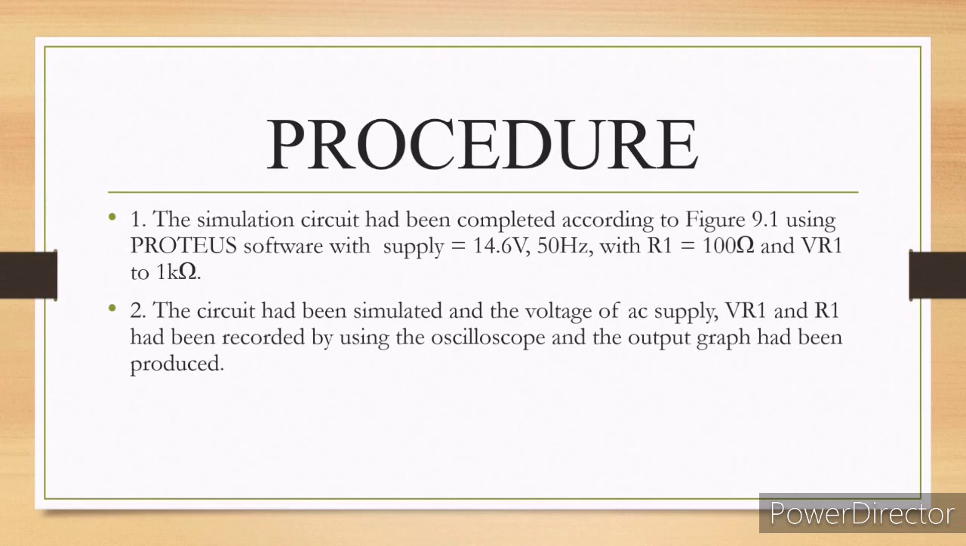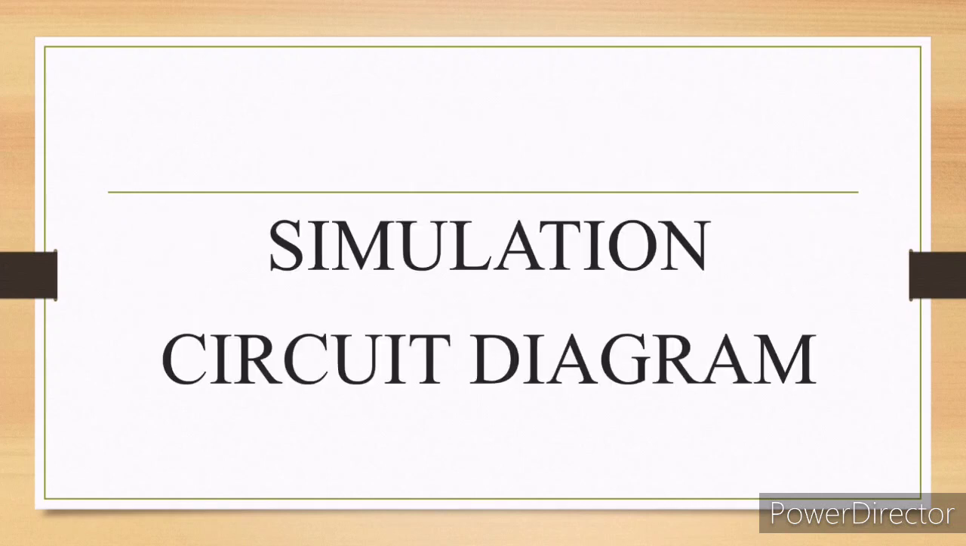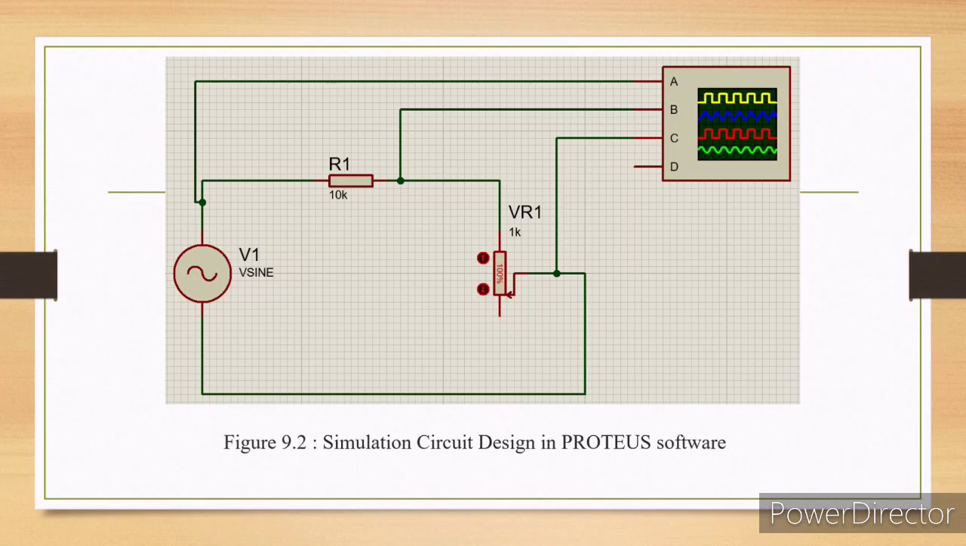The circuit has been simulated, and the voltage of the AC supply, variable resistor 1 and resistor 1 has been recorded using the oscilloscope, and the output graph was produced. Let's look into the simulation diagram. This is the simulation diagram connected to the oscilloscope. As you can see, resistor 1 and variable resistor 1 are connected in series with the AC supply, and the oscilloscope is connected to the AC supply, resistor 1 and variable resistor 1 in order to capture the output graph.